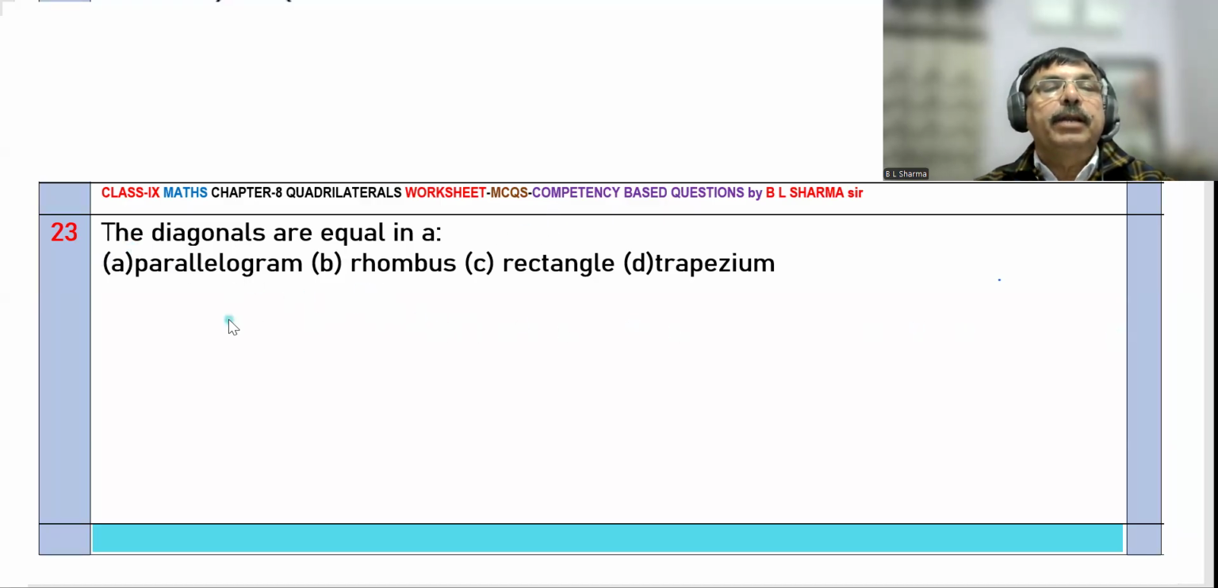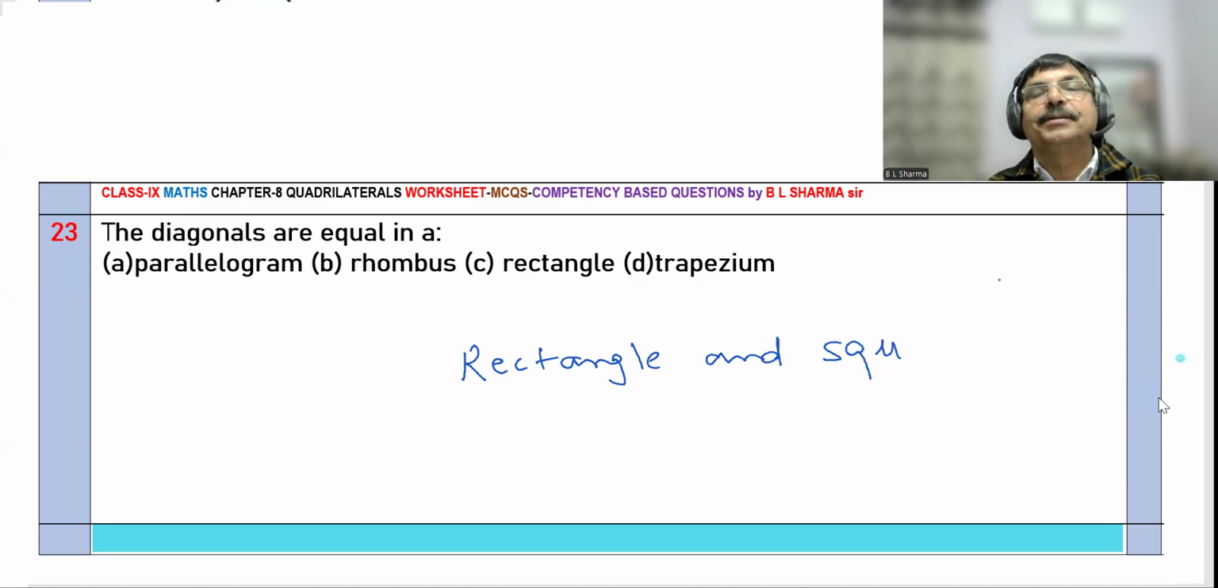Diagonals are equal in a parallelogram, rhombus, rectangle, or trapezium. We know diagonals are equal in a rectangle and square. Square is not here. So rectangle is the correct answer.